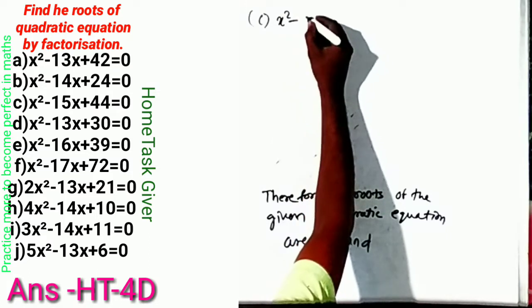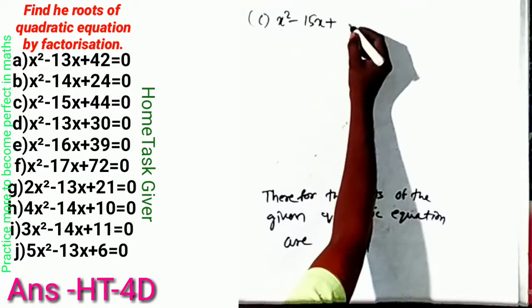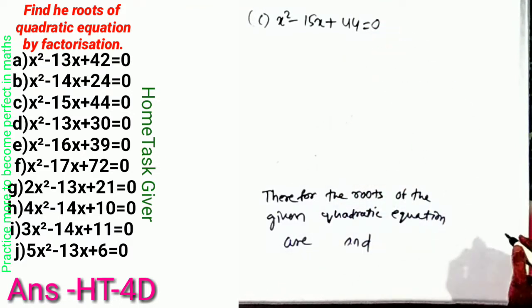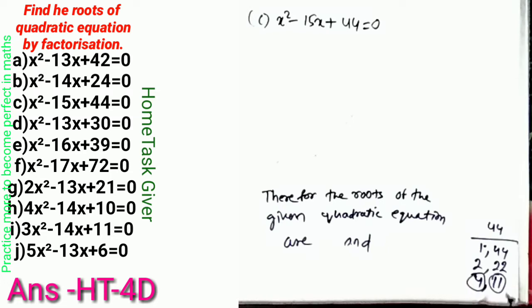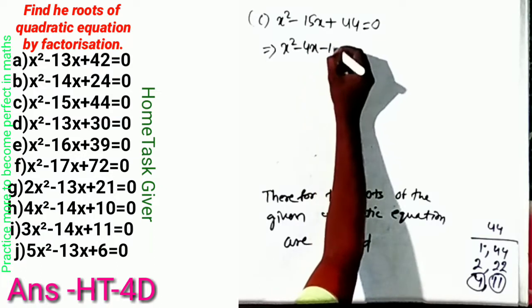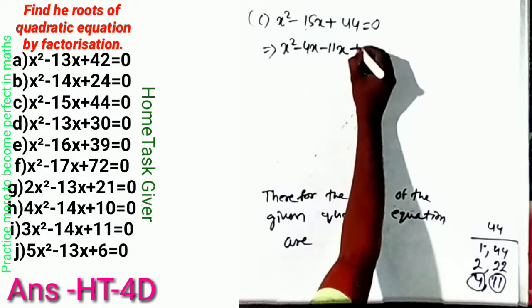X square minus 15x plus 44 equal to 0. Here the constant is 44 and the coefficient of x square is 1. So 1 into 44 is 44. Factorize it: 1 and 44, 2 and 22, after that 4 and 11. Here we have to split 15x so that their sum is 15 and product is 44. Here the two terms are 4 and 11. So x square minus 4x minus 11x equal to 15x plus 44.